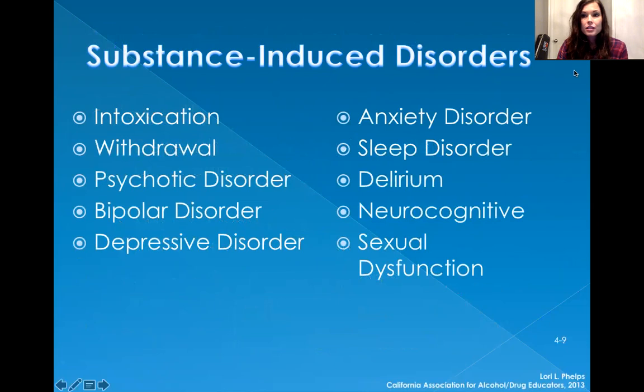So substance-induced disorders. Remember, these are disorders that happen because of the substance use. They are intoxication, so obviously when someone's inebriated by the substance, withdrawal, when someone's coming off the substance, and psychotic disorders. So people can become out of touch with reality when using a certain substance. Bipolar disorder can be induced. Depressive disorder. We know that drugs and alcohol have a lot of negative effects on the body and particularly with mood. Anxiety disorder, sleep disorder, delirium, neurocognitive disorders, and sexual dysfunction.